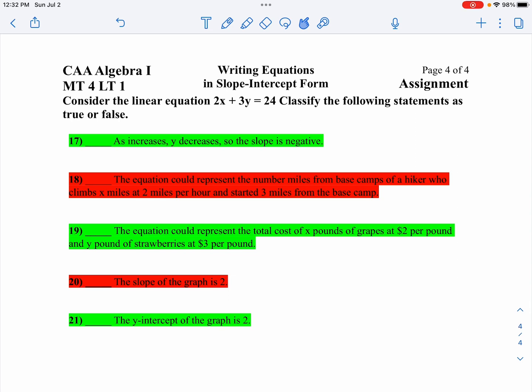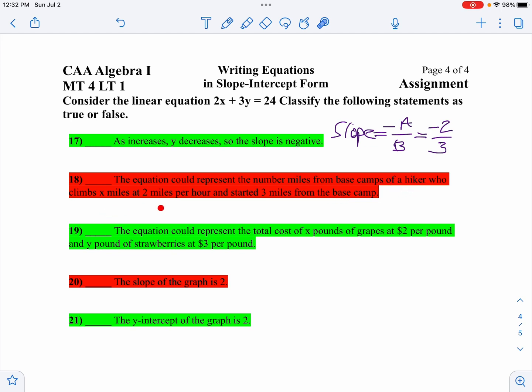Looking at our last questions, we have 2x plus 3y equals 24. Classify the statements as true or false. Well, if I look at 2x plus 3y equals 24, my slope, remember, is negative a over b, or negative 2 over 3, which means I'm falling because it has a negative slope. So as y decreases, the slope is negative? No, as y decreases, the slope will be positive, because since the slope is negative, when x goes up, y goes down.